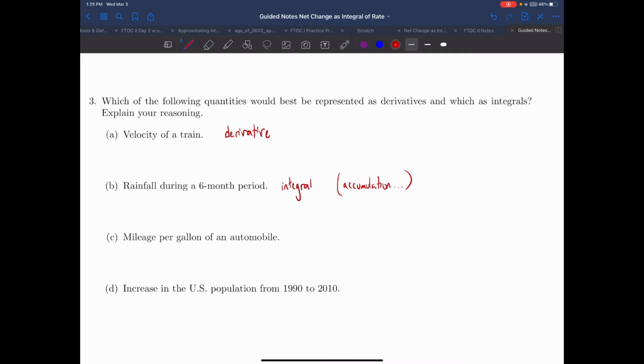Mileage per gallon of an automobile. Well, what is that? That's a rate. So a rate is usually when we take a derivative, we get a rate. Increase in U.S. population from 1990 to 2010. So this is another accumulation. How many people, how big was the increase in number of people? So this would be an integral.